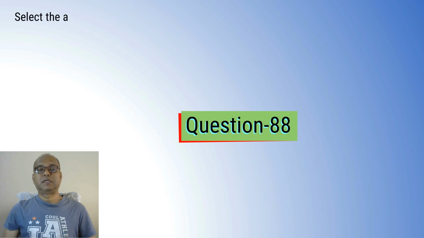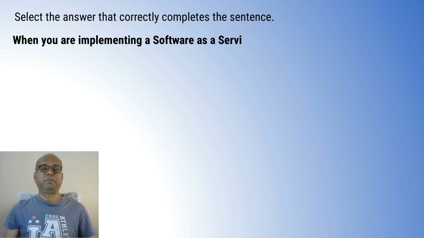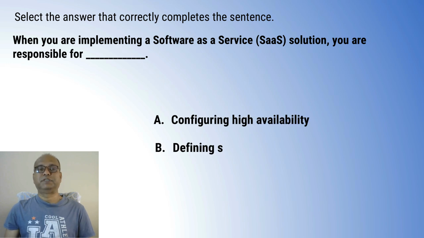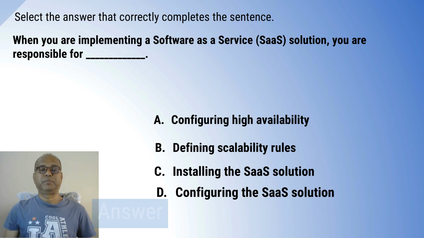Select the answer that correctly completes the sentence. While you are implementing a software as a service SaaS solution, you are responsible for dash. Option A, configuring high availability. Option B, defining scalability rules. Option C, installing the SaaS solution. Option D, configuring the SaaS solution.